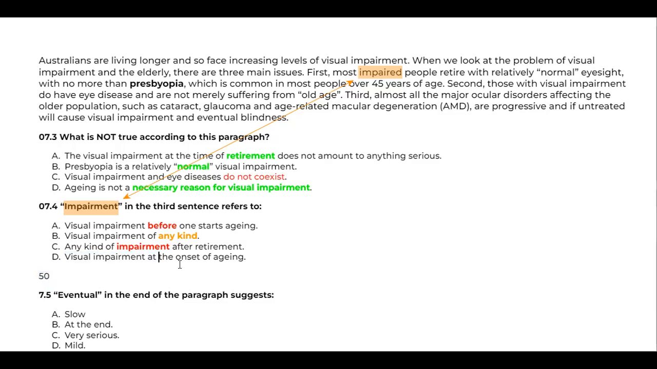So visual impairment at the onset of aging, this has got a higher chance. Look at this one. Onset of aging. Look at this once again. First, most impaired people retire with a relatively normal eyesight. Okay, the third one. Most impaired people retire with relatively normal eyesight.